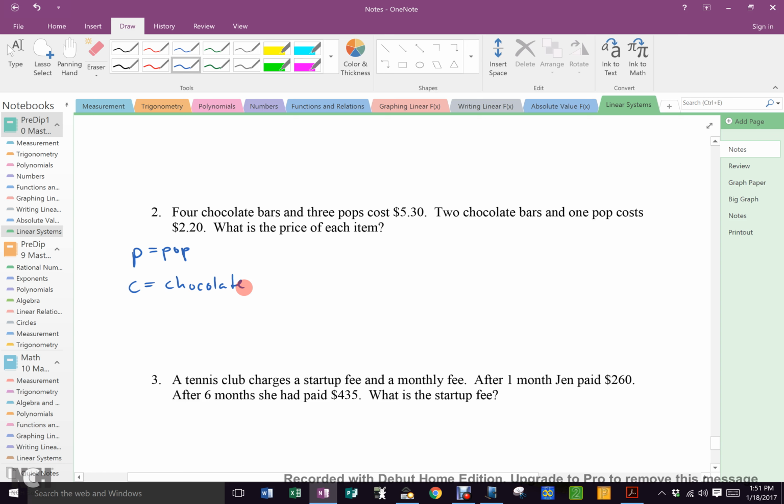Now, what do you know? The price of more than one. 4 chocolates. How do I write that in math? 4C. And. How do you write and? Plus. 3P equals 5.3. I thought you said there was too much information. What else do you know? 2C plus 1P.